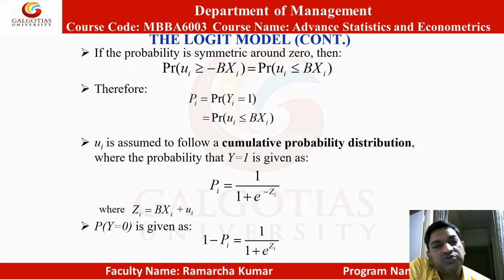ui is assumed to follow a cumulative probability distribution, where the probability that y is equal to 1 is given as Pi is equal to 1 over 1 plus e raised to the power negative zi, where zi is equal to b times xi plus ui. The probability that y is equal to 0 is given as 1 minus Pi, which is equal to 1 upon 1 plus e raised to the power zi.